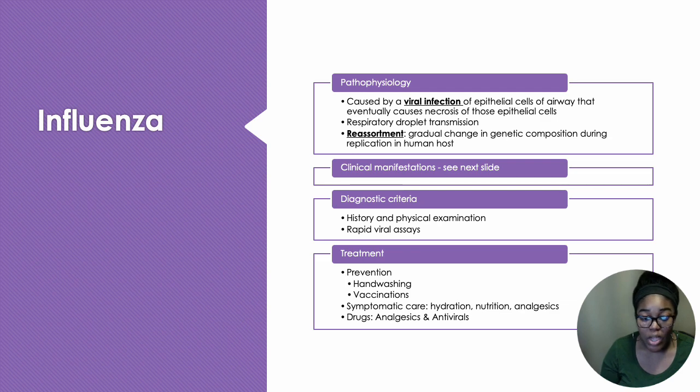As far as your treatment, prevention is always the best thing first. You want to have hand washing and vaccinations every year. As far as symptomatic care, if you do have influenza, you want to encourage fluids, nutrition, and analgesics. And influenza is treated with antiviral medication, not antibacterial medication.